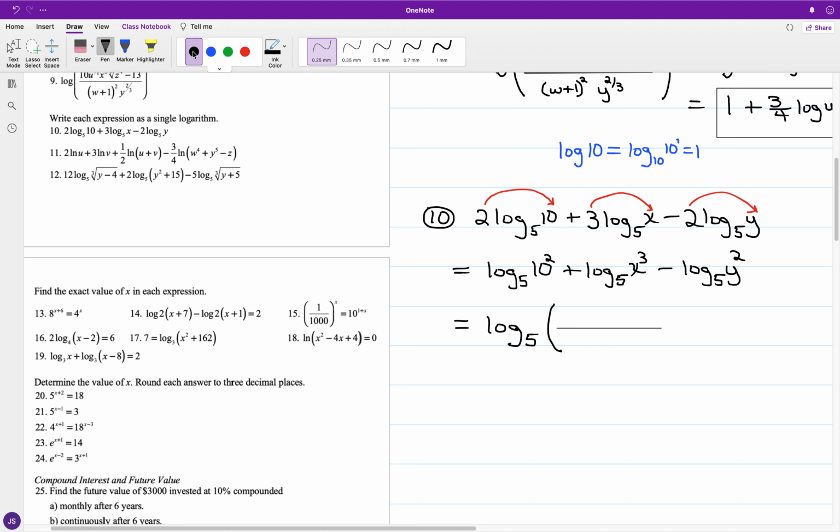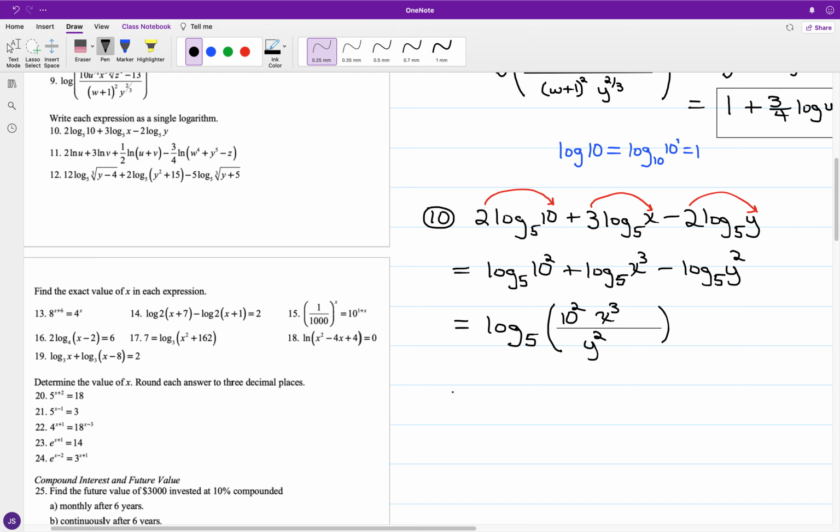So we also have 10 squared from a positive base 5 logarithmic term, so that's going to go to the top. Likewise, x cubed stems from a positive base 5 log term, so that's going to go to the top. And with y squared attached to a negative base 5 logarithmic term, that's going to go on the bottom.